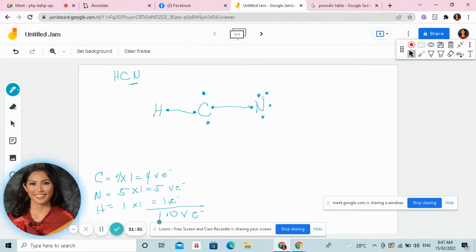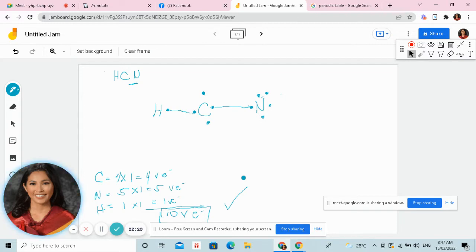But also, when we are just counting the valence electrons, has it achieved that we have 10 valence electrons? Let's count. How many electrons? 1, 2, 3, 4, 5, 6, 7, 8, 9, 10. 10 valence electrons. Achieved, correct. So will we stop there?